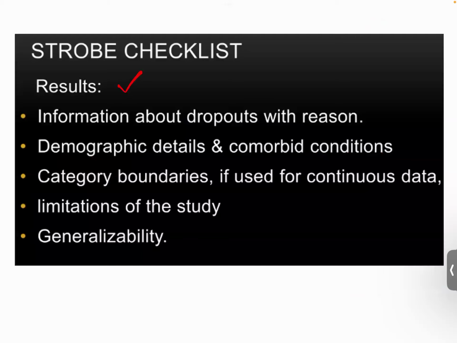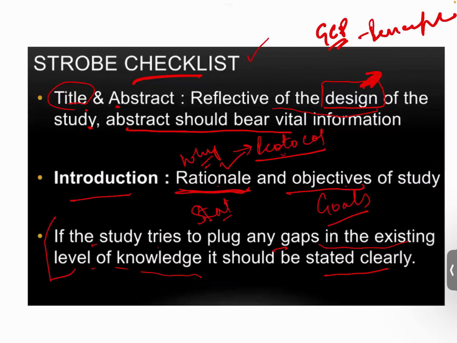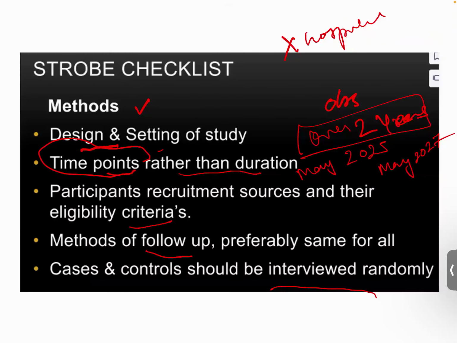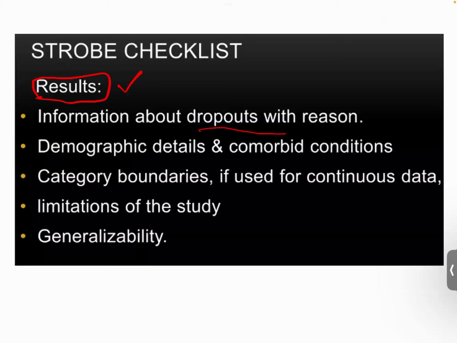Now, this we have covered, on the title and abstract, then introduction, then method, because we are dealing with an observational study. Now the result part is also important. The information about dropouts with the reasons. Suppose in an observational study the number of participants is very high, and some studies go on for years, like 10 years, 5 years.